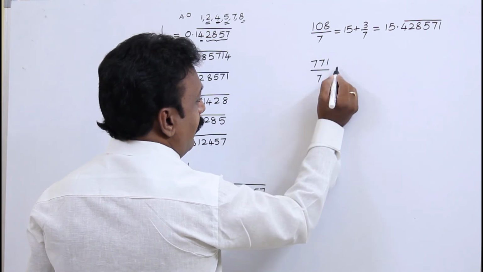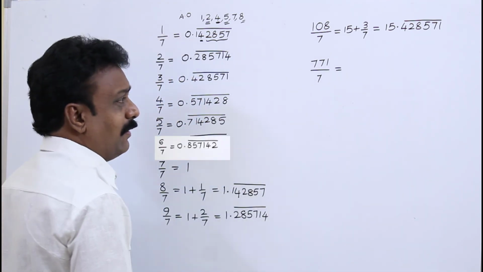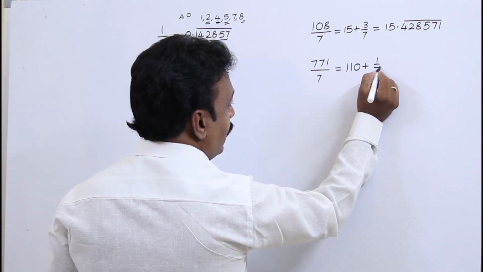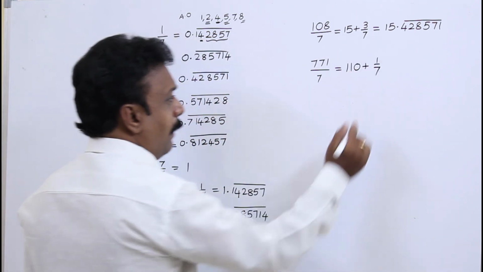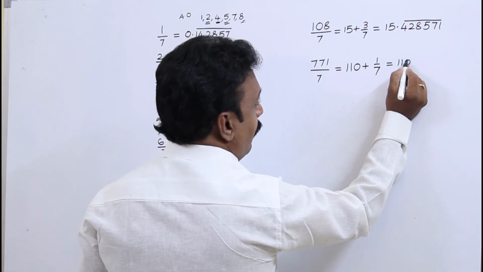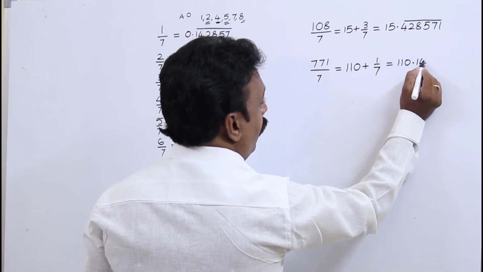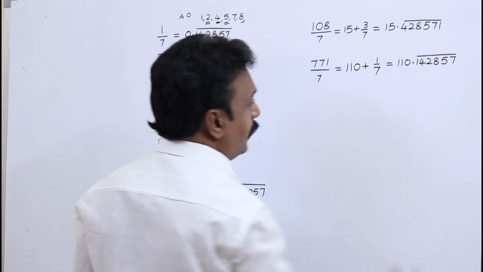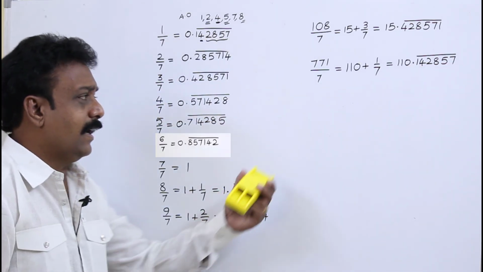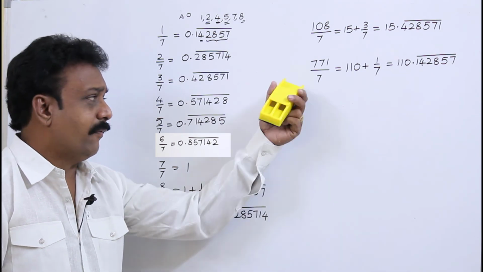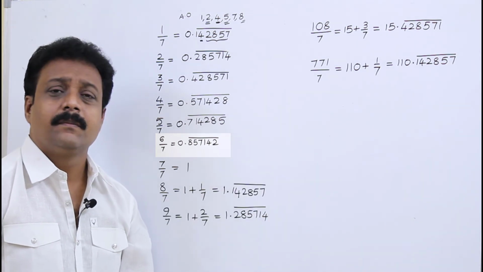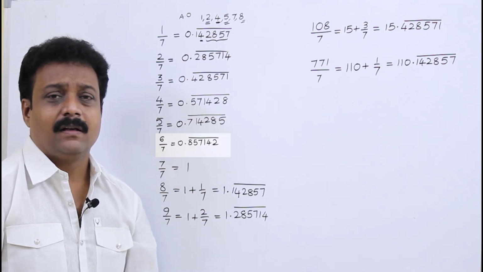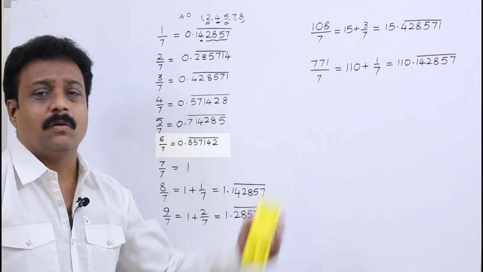Okay, so let us take another number. 771 by 7. We can write 771 by 7 as 110 plus 1 by 7. Okay. Now 110.142857. So we can find any kind of fraction, that is division with 7. We can divide any number by 7 within no time.